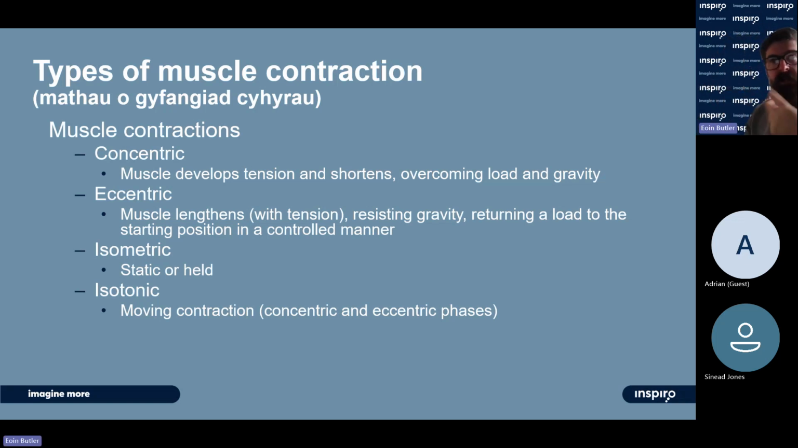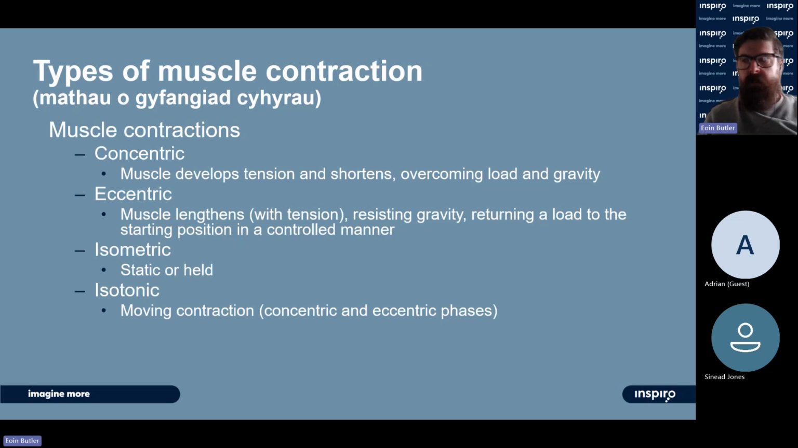The opposite of that is our eccentric phase, our eccentric contraction, where the muscle lengthens with tension, resisting gravity. We can resist it, returning the load, our weight, to the starting position in a controlled manner, so we don't just let it drop. So our eccentric contraction is where a muscle lengthens, resisting gravity and returning the weight back down to the starting position. Happy with those?